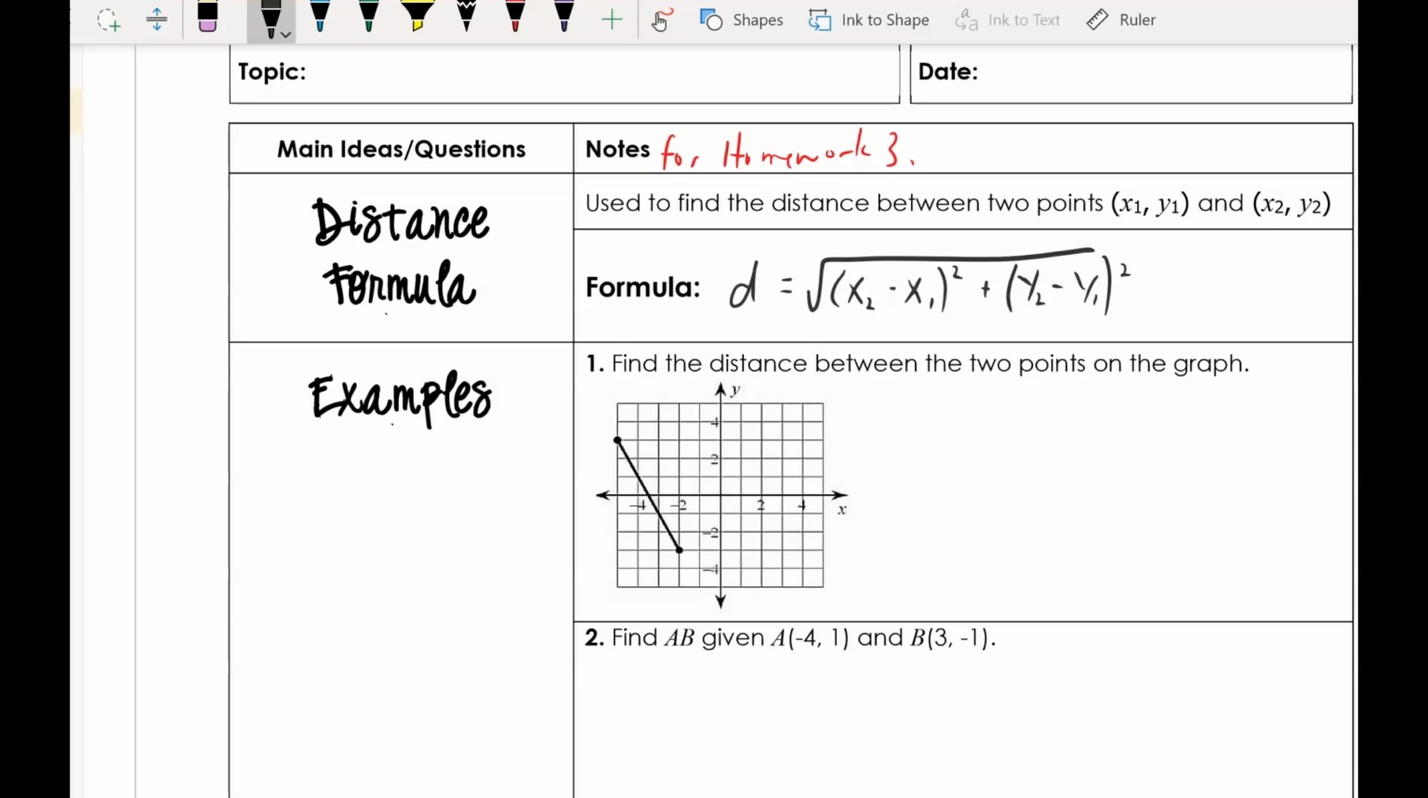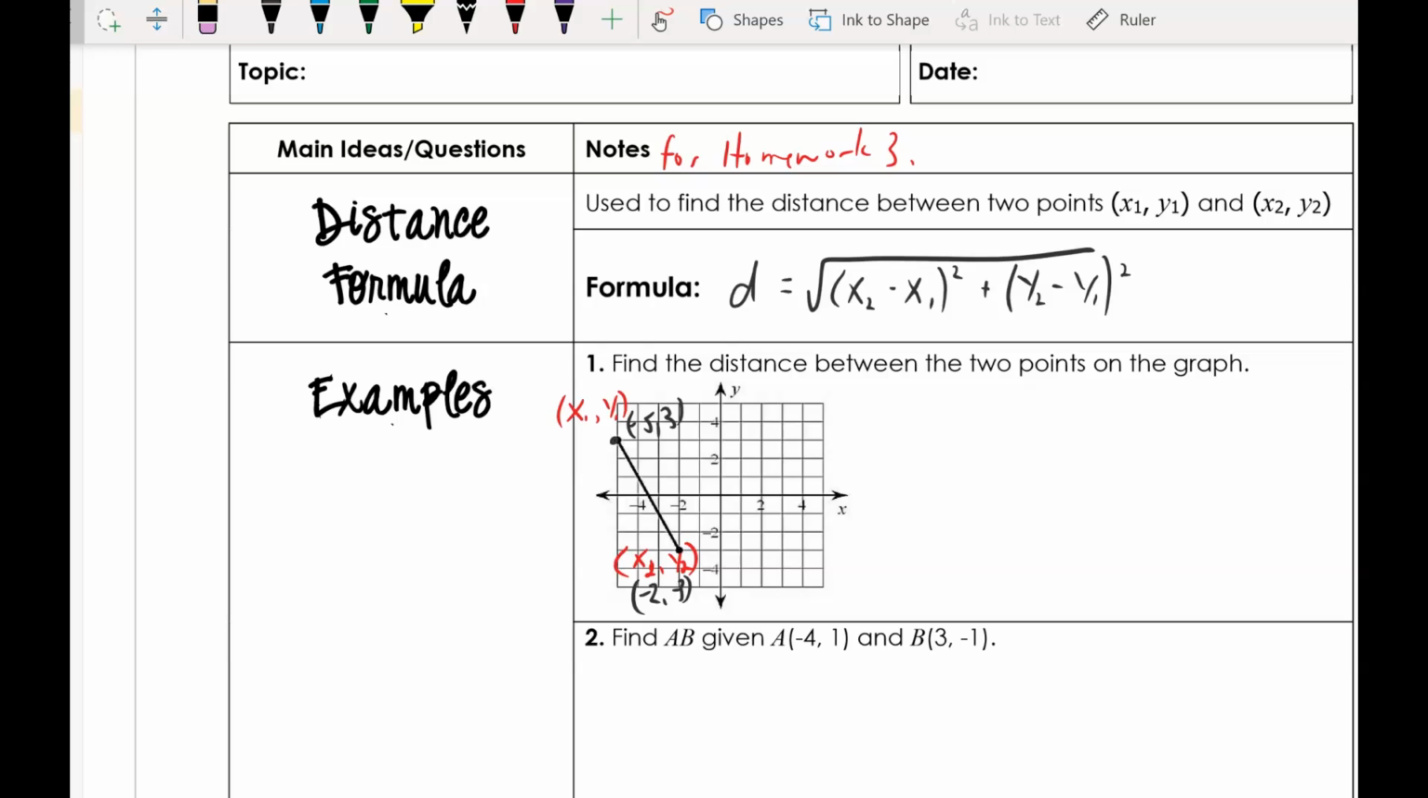So we're going to identify our x1. This point right here has coordinates negative 5, 3. So what I'm going to call x1, y1 is negative 5, positive 3. And what I'm going to call x2, y2 is at negative 2, negative 3. We're just going to plug those numbers into their proper places in the formula, and that's how you use the distance formula.